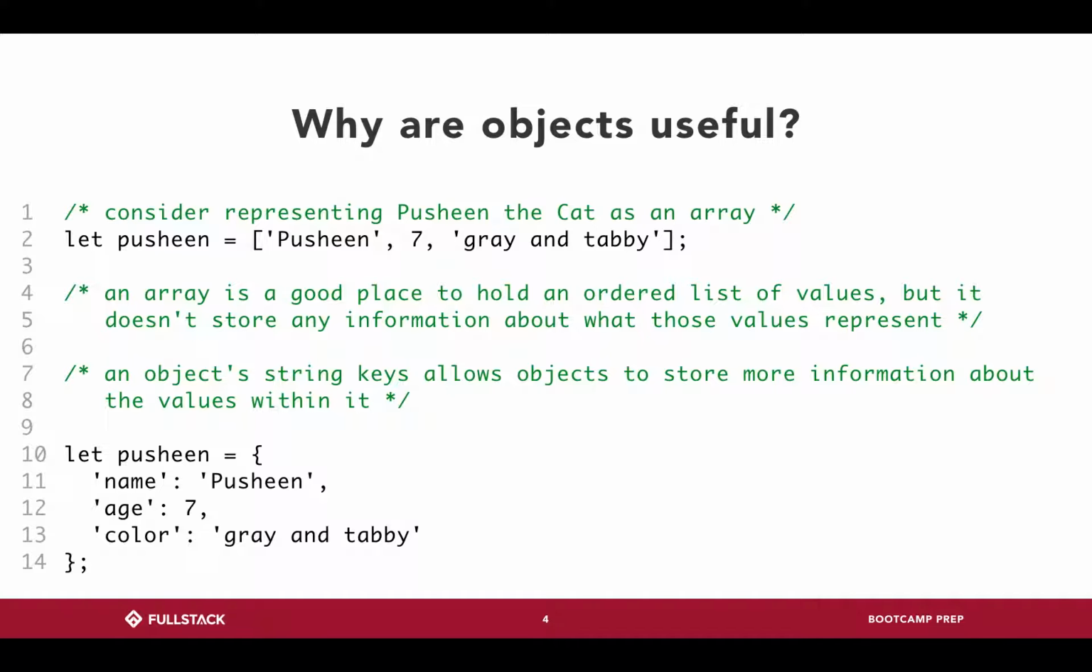Object keys, which are always strings, that's why they're in ticks here, allow us to associate certain values with helpful handles. So when we create an object literal called Pusheen, we still have this collection of values, but now we associate those values with an indicator of what they are. So Pusheen is a name, 7 is the age of Pusheen, and gray and tabby is the color of Pusheen. Does that make sense to you guys?